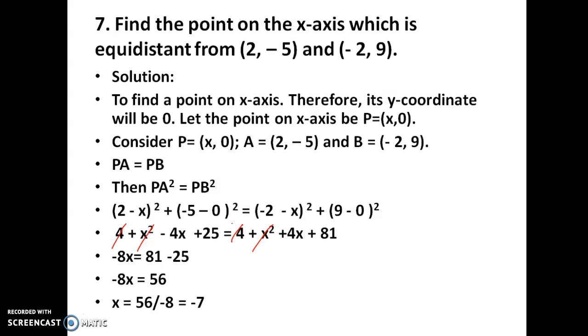So what's the point? It is (minus 7, 0). That's the point. That's the required point.